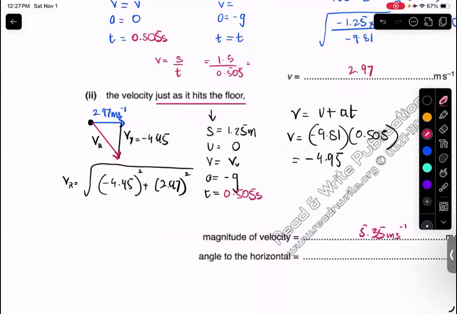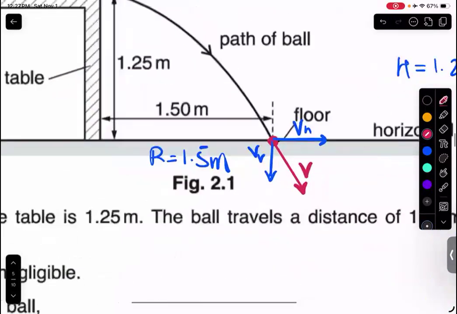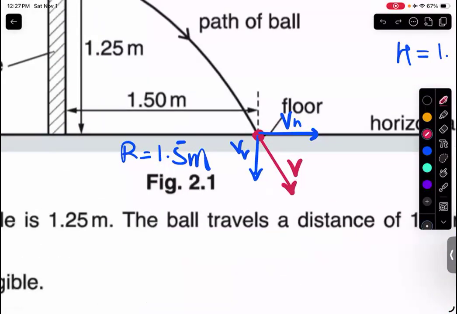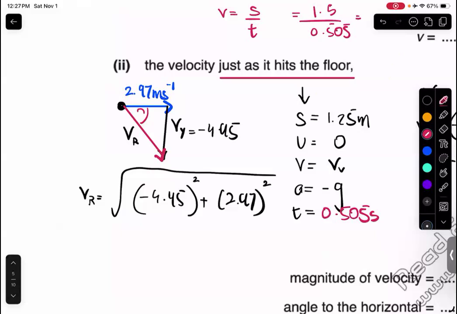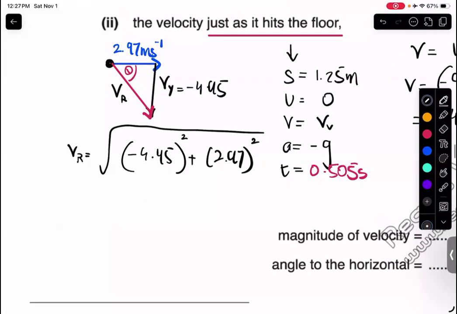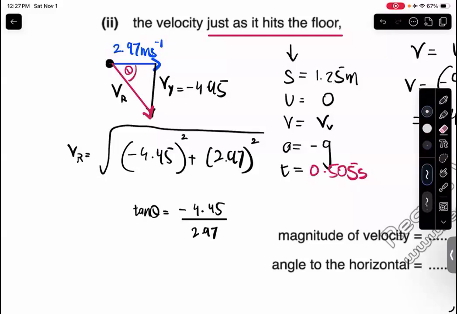Now they also want you to find out the angle to the horizontal, right? So they're asking how much downwards is it going? How much is it towards the horizontal? What is the angle between the horizontal, theta? That's just this angle, right? So how can you find that out? You can just use tan theta. Tan theta is going to be what? Perpendicular over base. So that's just minus 4.95 divided by 2.97. And if you want to find out theta, you just do tan inverse.